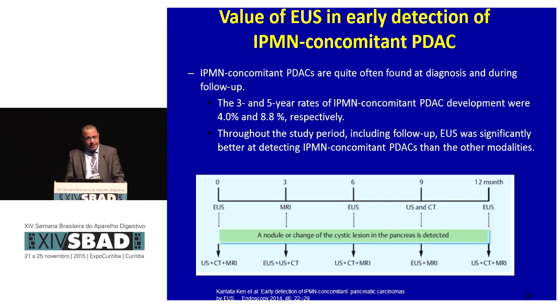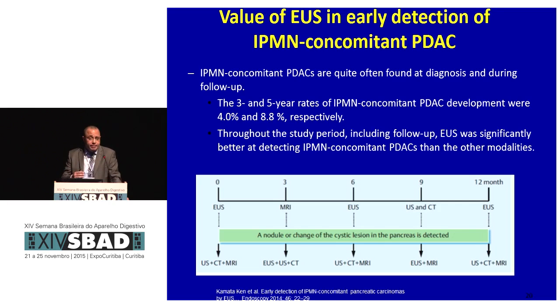This here I decided to put in as a very interesting study, again, on the value of performing EUS in patients with cysts. The study from Japan followed the patients prospectively for a long period of time while they were undergoing EUS, ultrasound, MRI, and CAT scans at frequent intervals. Basically, the 3- and 5-year rates of IPMN-concomitant pancreatic ductal adenocarcinoma. So this is not IPMN-derived cancer. This is cancer developing away from the cyst. And it developed in up to 9% of patients at 5 years. And EUS was significantly better than all other imaging modalities in diagnosing IPMN-concomitant pancreatic ductal adenocarcinoma during follow-up.